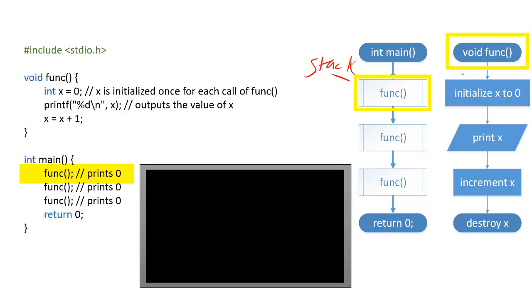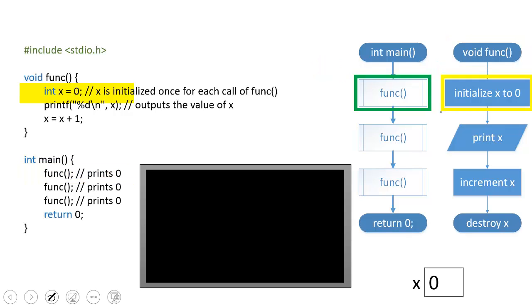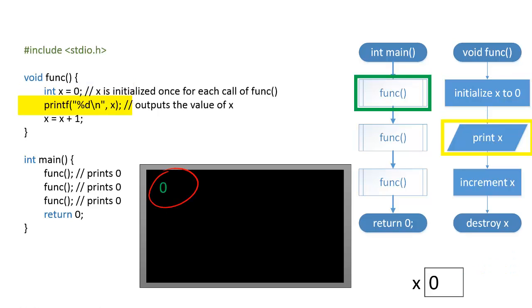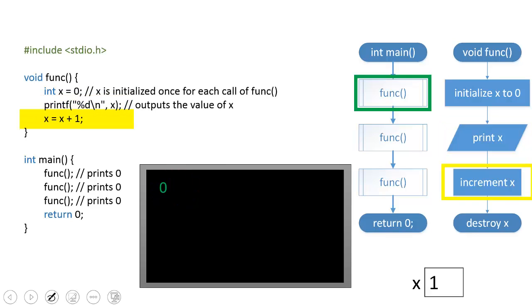And then it's going to tell us to go to this new function, func, and start executing those commands over there. Once we're in func, and while we're still in func, we're going to create some variable x equal to 0, and this is going to stay on your stack. Then you're going to print the value of x onto the screen over here. And then you're going to increment x, so that now x equals 1.